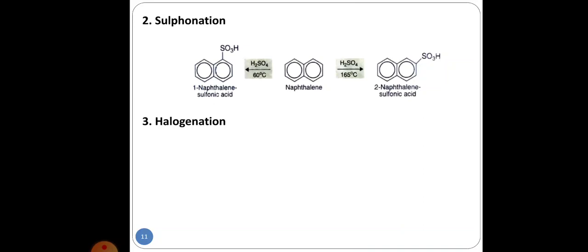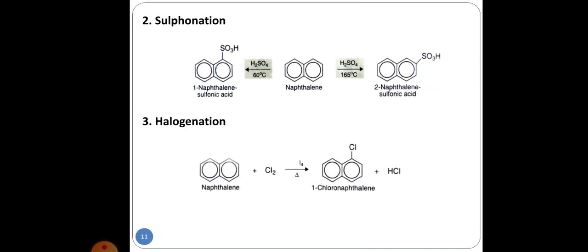Third reaction is halogenation. Here is the reaction for the same. Naphthalene undergoes chlorination or bromination in boiling carbon tetrachloride, that is CCl4, to give 1-chloronaphthalene.